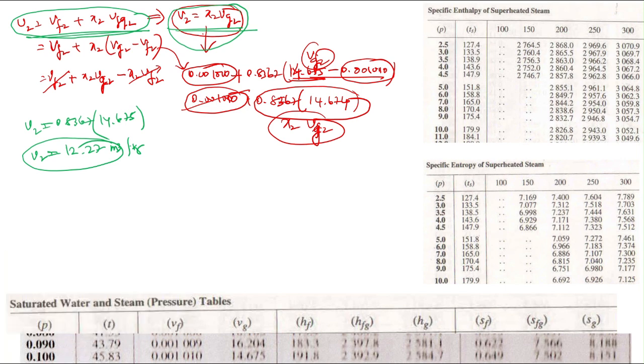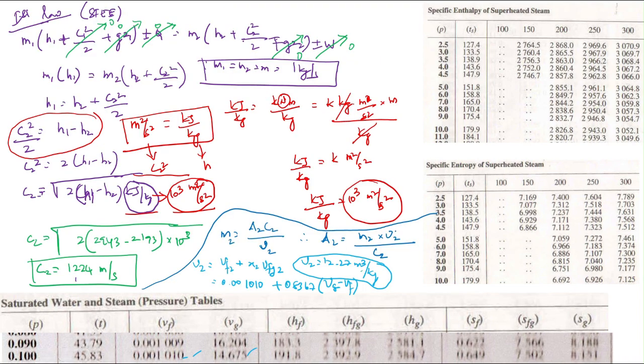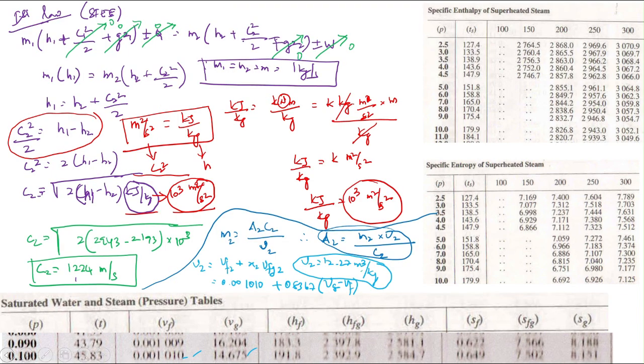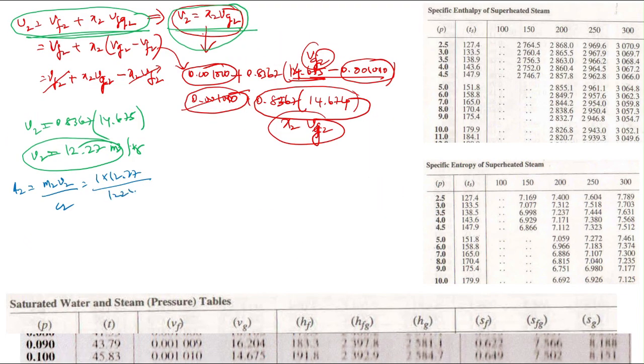Substituting V2 in the area relation, A2 is equal to m2 into V2 divided by C2. So m is 1, into 12.27, divided by the velocity 1224. Finally, the area is equal to 0.0100 meter square. So A2 is equal to 100 centimeter square, or 0.100 meter square.